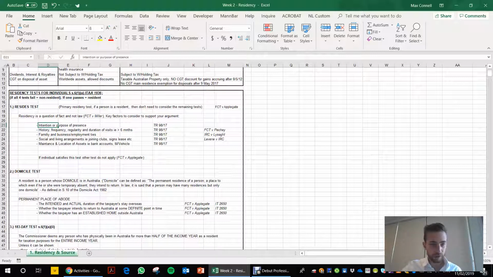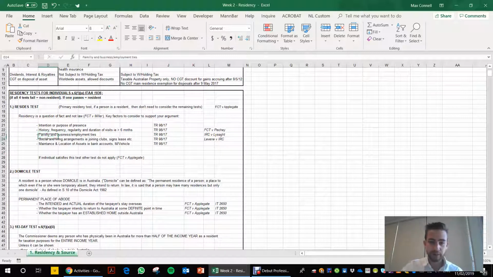Why are they staying in Australia? Are they staying for a holiday, or are they staying more permanently? Next, history, frequency, regularity, and duration of visits. For example, if someone's only coming once a year, it's hard to argue that they'd be a resident. However, if they're coming every 2 weeks, they're starting to fall more into the Australian resident category. Then family and business employment ties. Obviously, if they have family living here, they're more likely to call Australia home. The other section is business and employment. If they have a job here, it's quite hard to argue that they're not a resident of Australia, because that's where they spend the predominant amount of their time, their income, etc.